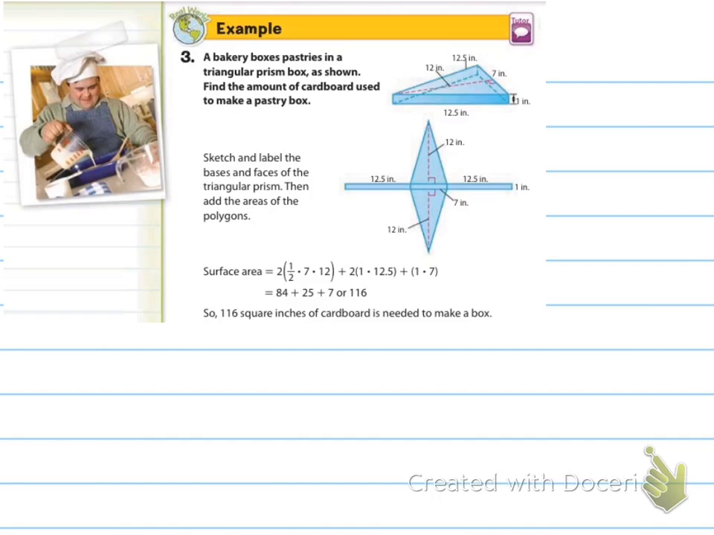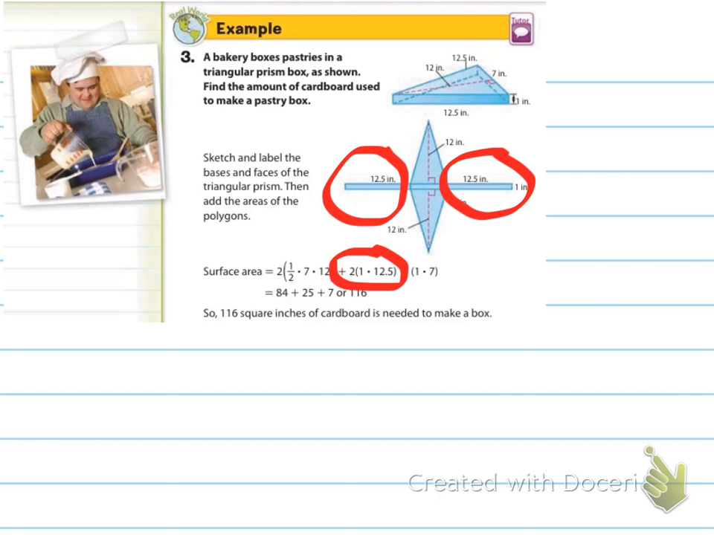Then they wanted to find the surface area, so they have everything labeled, and they saw that these two sides were the same, so they found the area of that and multiplied it by 2. Both of the triangles are always the same, so they took the area of that and multiplied it by 2. And then we have the area of this middle piece right here, and it's just one of those. When we added all of those numbers together, we end up with 116 square inches of cardboard needed to make this box. So I hope that was helpful.